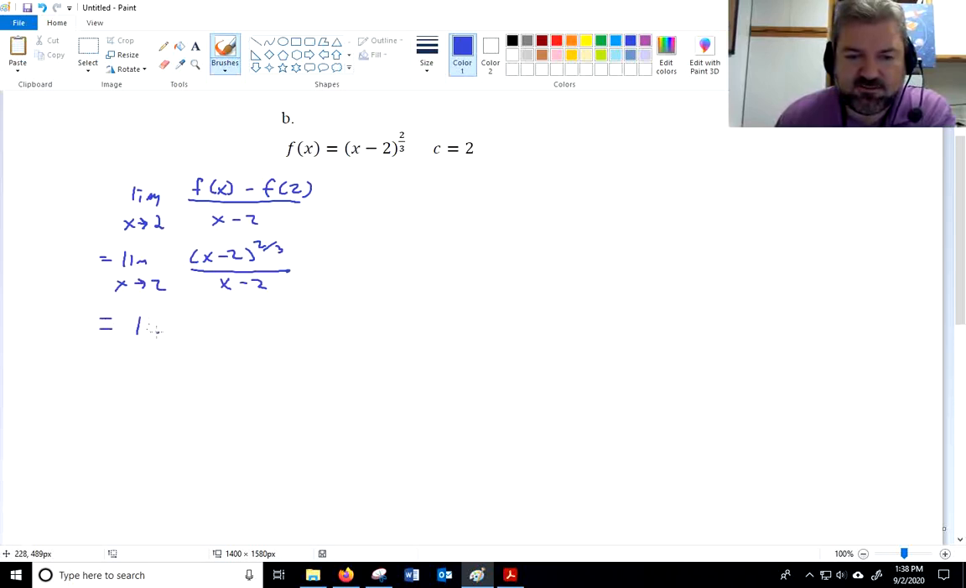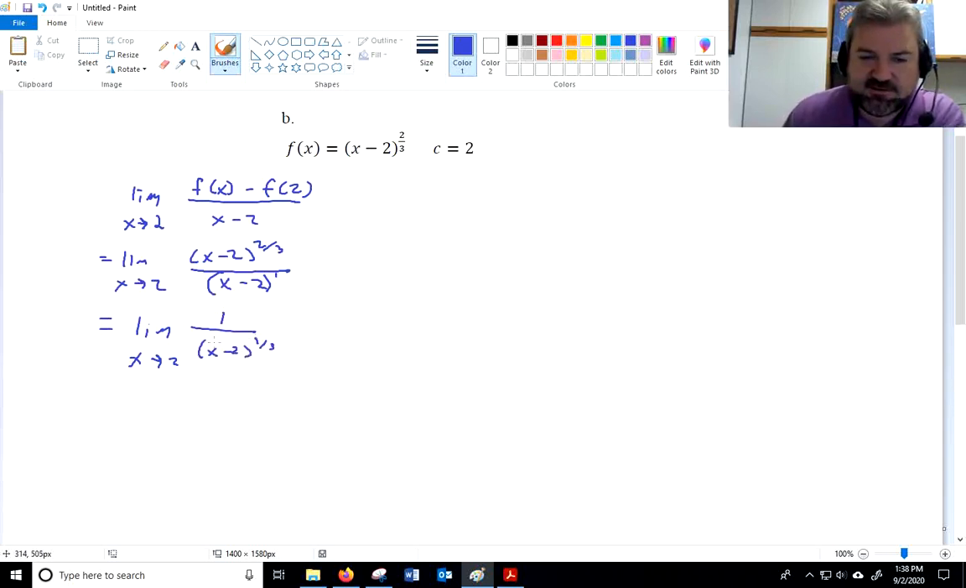Okay, I'm going to reduce this. I'm going to say x minus 2 to the 2/3, and this is x minus 2 to the first. I can simply subtract exponents here. I've got the same base. So 2/3 minus 1 is a negative 1/3. So it becomes x minus 2 to the positive 1/3 on bottom. Now if I plug that in, what you get is 1 over something going to 0. So this must be an infinity.